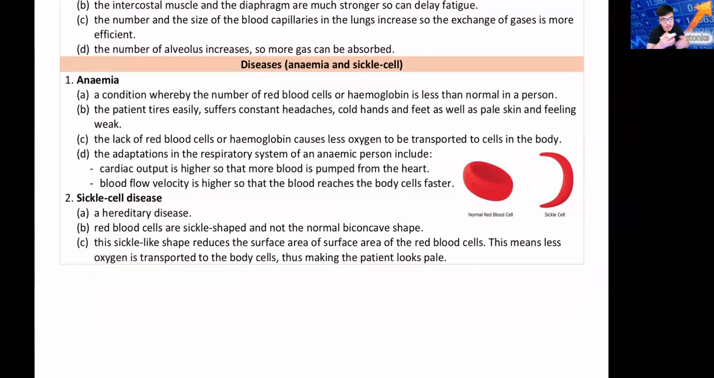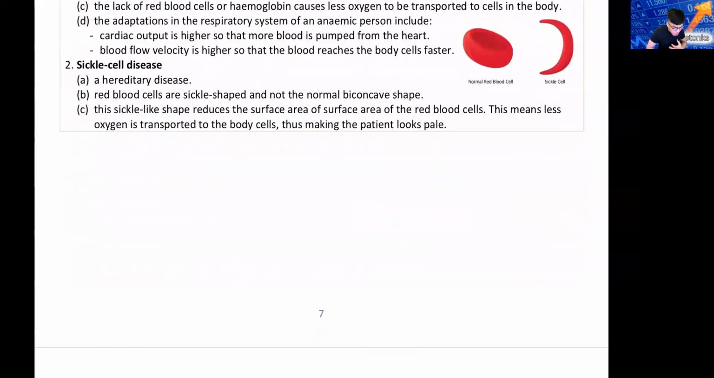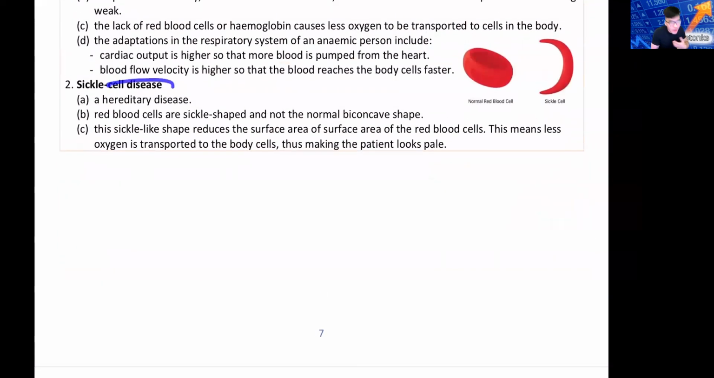So how does your body adapt to this condition? Your cardiac output is higher. That means your heart will pump faster. Because you lack oxygen, it's just like when you are on a high mountain, your heart will pump faster and your blood velocity will be higher. That means your blood pressure will also be higher. Your breathing rate will also be higher. So this is how doctors know you have anemia. When you are resting, your breathing rate is higher than normal, your heart rate is higher than normal. That means something is wrong with your blood.